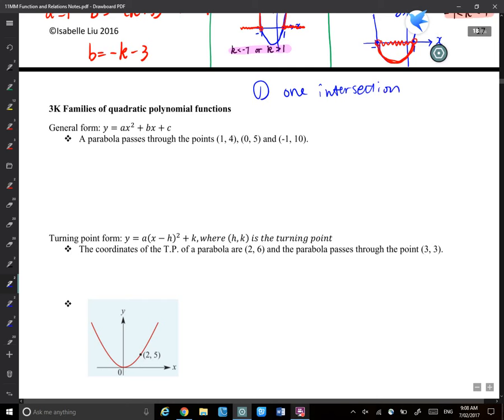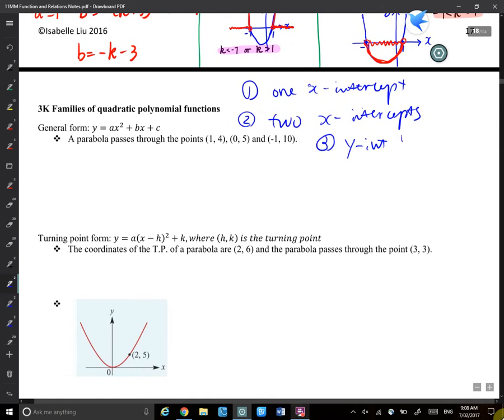They all pass through one x-intercept, or they can pass through two x-intercepts. Or number 3, they can have the same y-intercept.